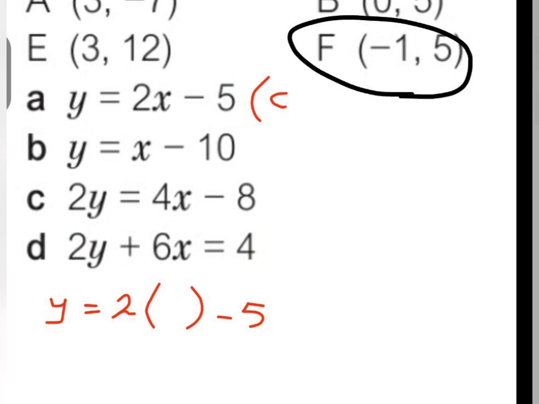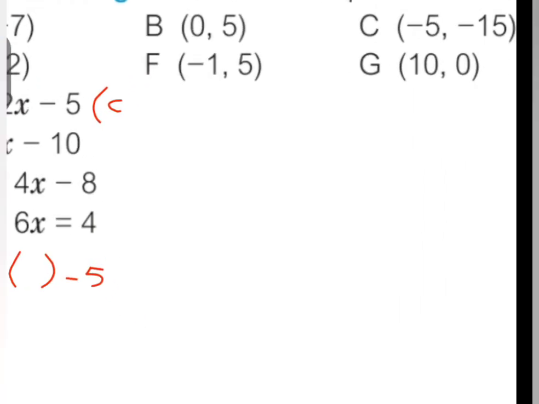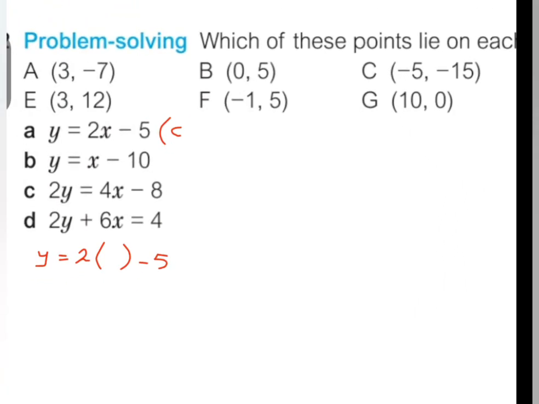Next one is F. We have negative 1 for x, so we put negative 1 here. 2 times negative 1 equals negative 2. And then negative 2 minus 5 equals negative 7. So, is that negative 7? No, it's not. So it doesn't fit. Let's move on to the next point. Point G. We put 10 here. 10 times 2 is 20.